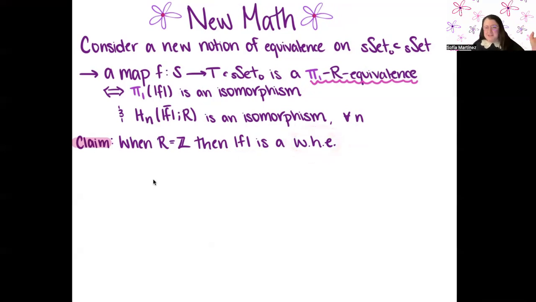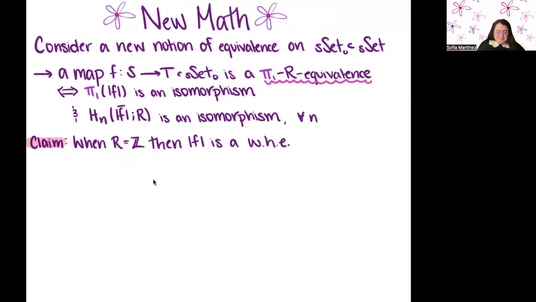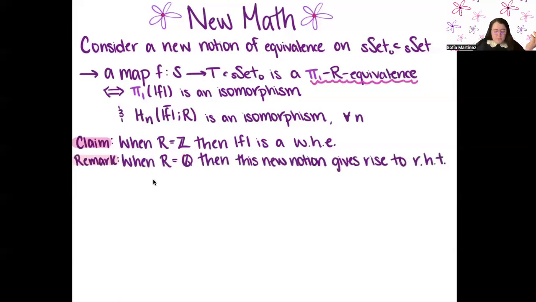This is exactly the thing that I was defining before, right? A map is a weak homotopy equivalence if it induces an isomorphism on all homotopy groups. Turns out when Z equals R in this setting, you can prove that that's true. A remark is, well, when you take R equal to the rationals, this new notion actually recovers rational homotopy theory.